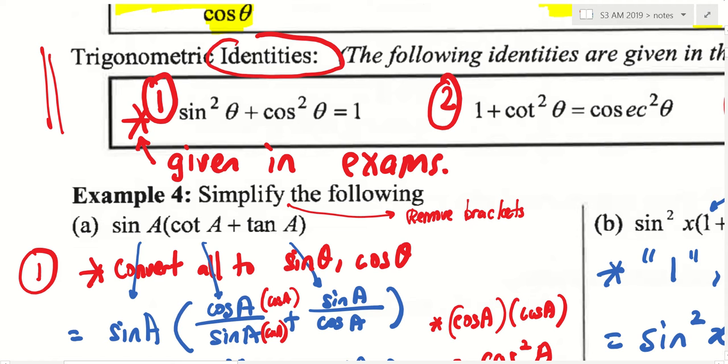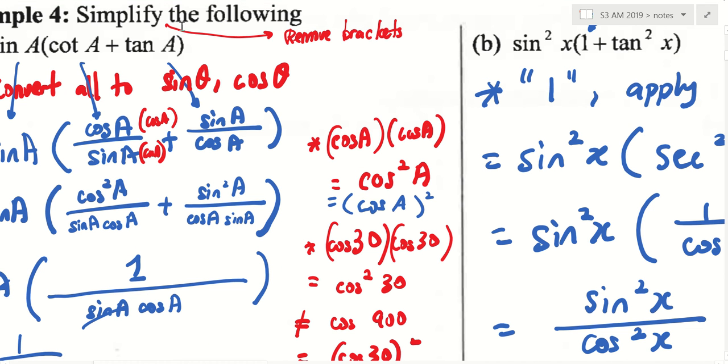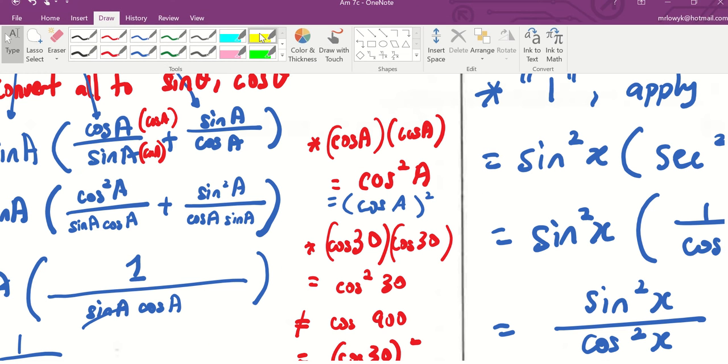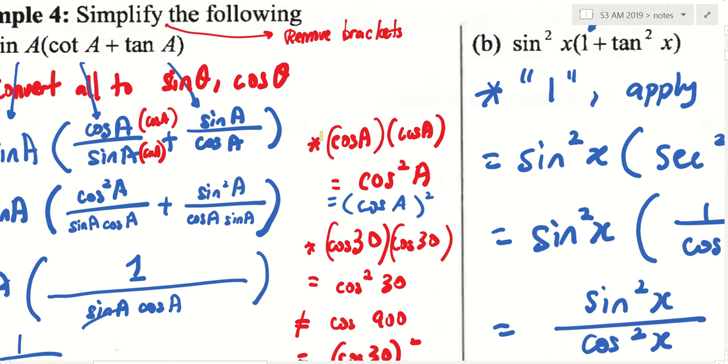I pause the screen now on the paper. Now I will use a highlighter to help us focus. Next, I want to show you cosine A times cosine A actually equals cosine square A. This is the way we write. But actually if you ask what is cosine square A, it's nothing more than just cosine A and then the whole thing squared.